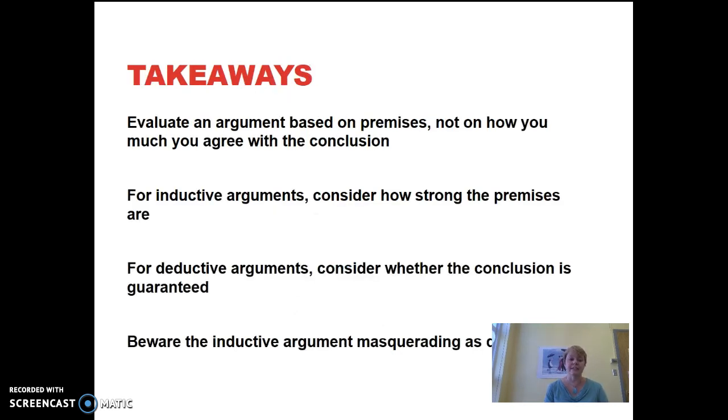So, a few takeaways. One, evaluate an argument based on the premises, not on how much you agree with the conclusion. Two, for inductive arguments, consider how strong the premises are. Three, for deductive arguments, consider whether the conclusion is guaranteed. And four, beware the inductive argument masquerading as deductive. Sometimes people are so passionate in their inductive reasoning that they want to say their conclusion is guaranteed, when in fact you need to look at the premises and see if that is actually true.